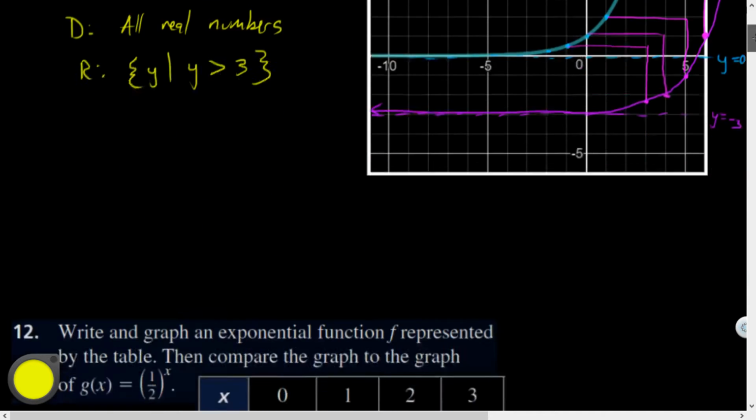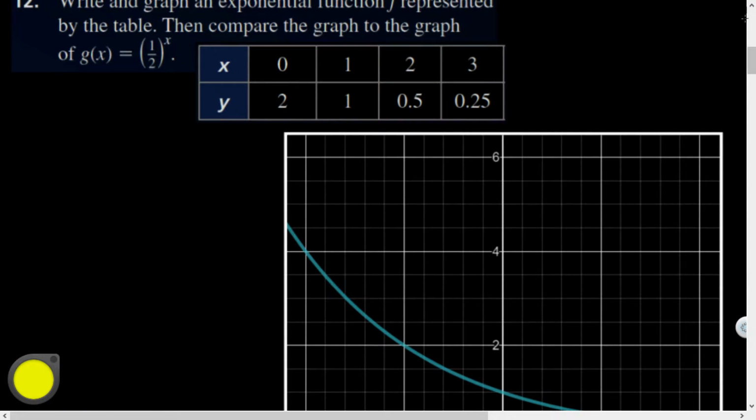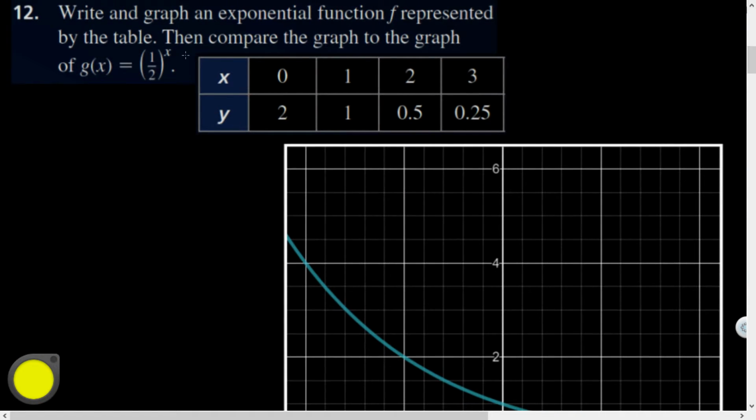All right, let's take a look at another one here. Write and graph an exponential function f represented by the table, then compare the graph to the graph of y equals 1/2 to the x. Okay, so let's see if we can identify A. I'm assuming there's no h and k transformations on this. So the first thing I'm going to notice here is that my y-intercept is at 2. That means A equals 2.